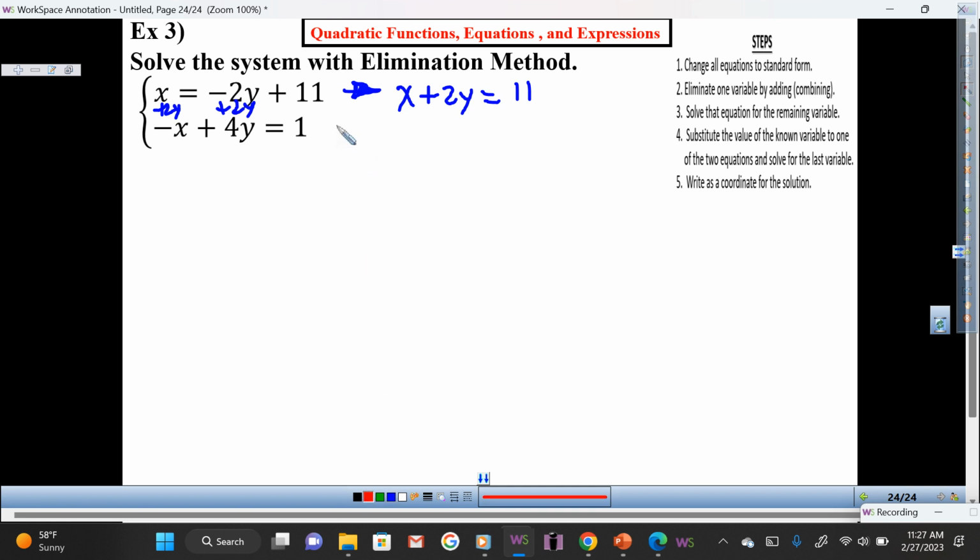Isabella, what do I do next? What's that? Tell me what to write. What do you guys notice, guys? It's already in what? Standard form, so you just rewrite it. Negative x plus 4y equals 1. And the rest is history, yes? All right, continue, Caleb.